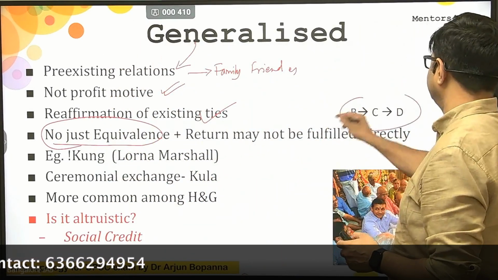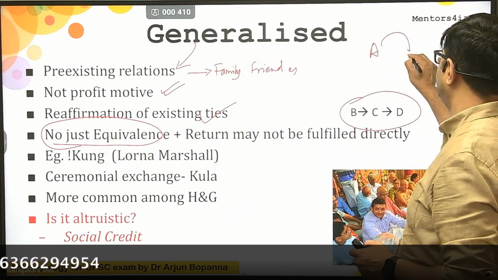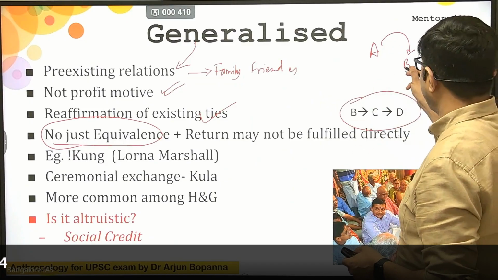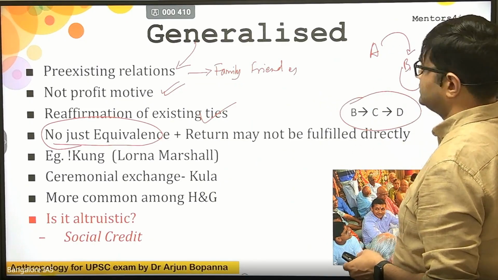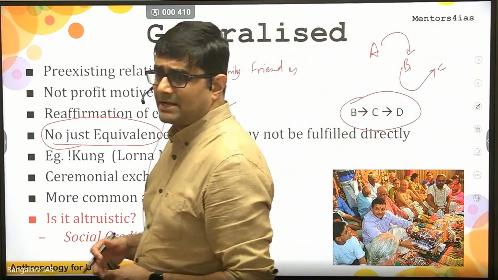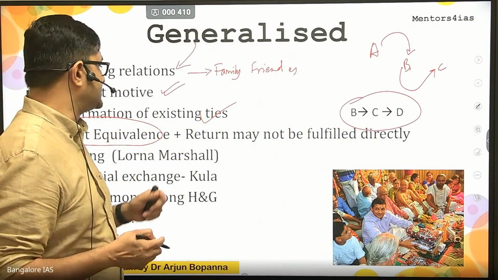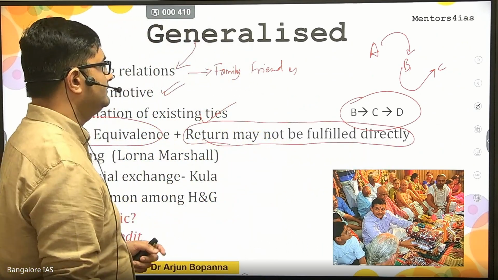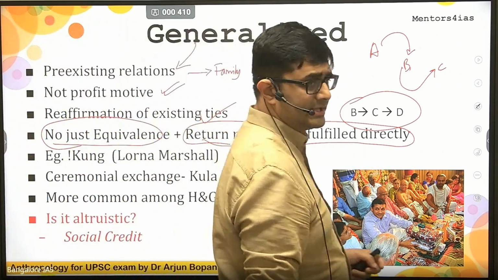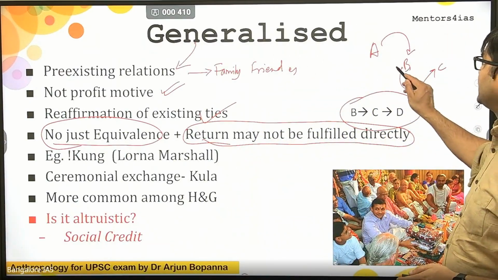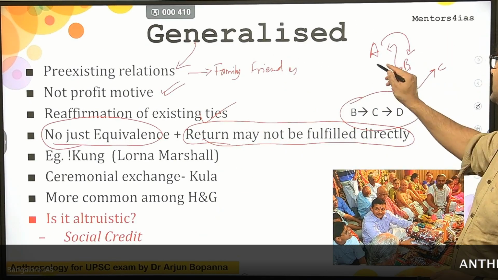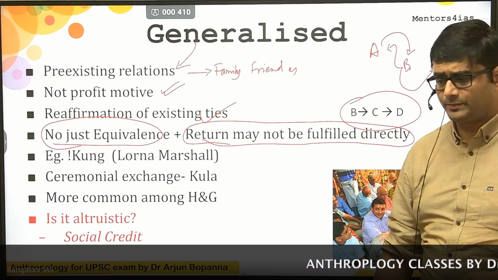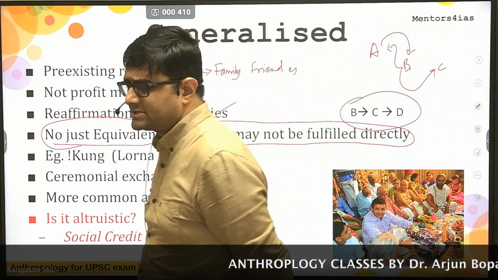So over here you can see A gives a gift to B. B need not return that gift back to A. It may be given to somebody else. Plus, no time is prescribed for it. The return may not be fulfilled directly. It may be given to somebody else, or nothing is returned. So there's no just equivalence. A is giving 100 rupees to B. B need not give that exact 100 rupees back. Correct? In your family also, there is no just equivalence.